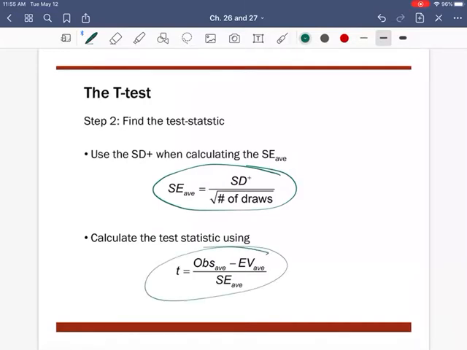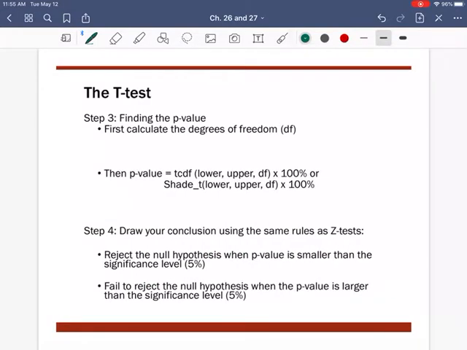You go through and find the test statistic. This time, SE is going to be equal to the SD plus divided by the square root of the number of draws. And then T is the same formula as Z. So you'll find T score instead of Z score, but it's the same thing. It's what you want minus the expected value over the standard error. And then you find your p-value usually using shade T.